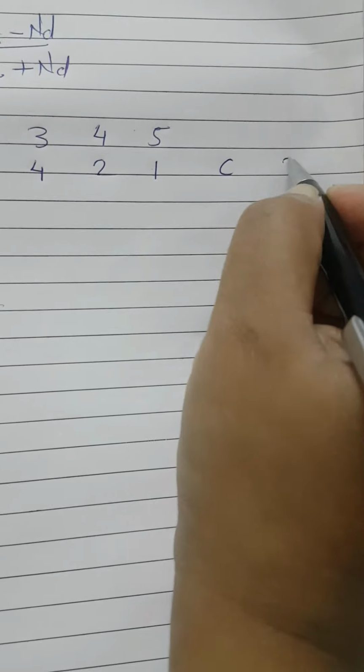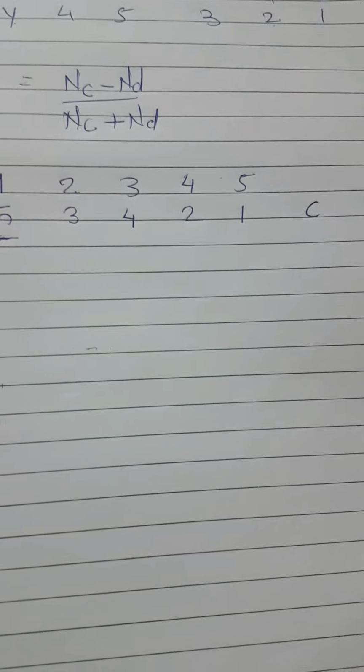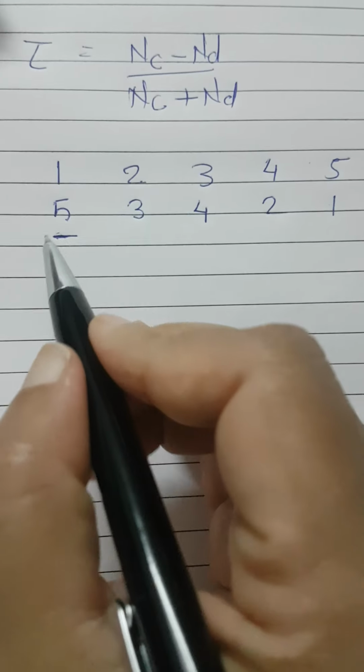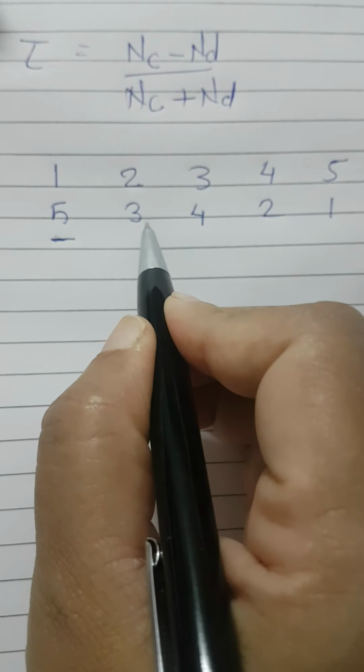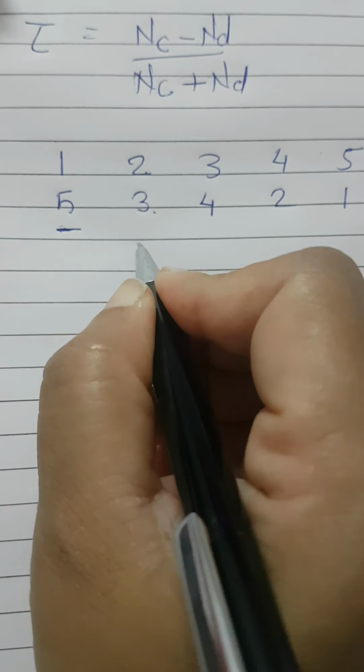And here I am going to add one more column, a C column and a D column. So at the end we will count the number of C's and the number of D's. Now just look at what I am doing, see carefully. Is 3 smaller or greater than 5? It is smaller. So that's why we are going to write D over here.